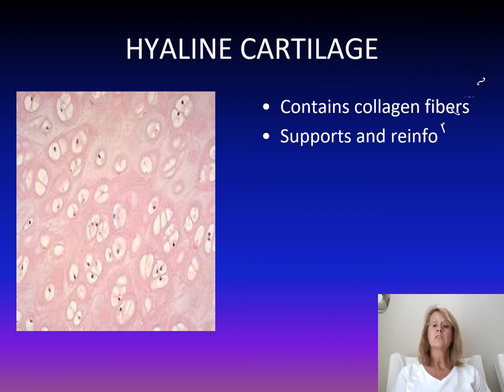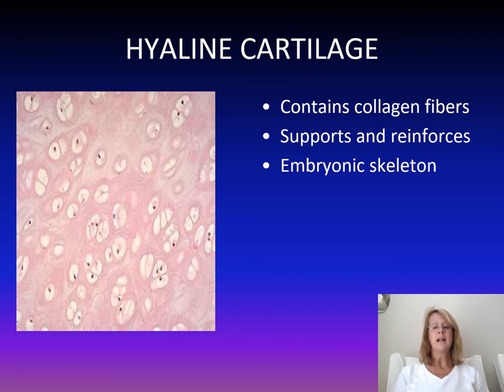Cartilage also supports and reinforces. When you're first born, 99% of your cartilage is hyaline cartilage. It makes up our embryonic skeleton. Over time, the cartilage cells will start to die. Cartilage does not turn into bone. Cartilage gets replaced through a process called ossification, which we'll cover more when we do the skeletal system. But when you're born, your body is 99% cartilage, and that's what makes it flexible so that you can stay in the womb and be born.